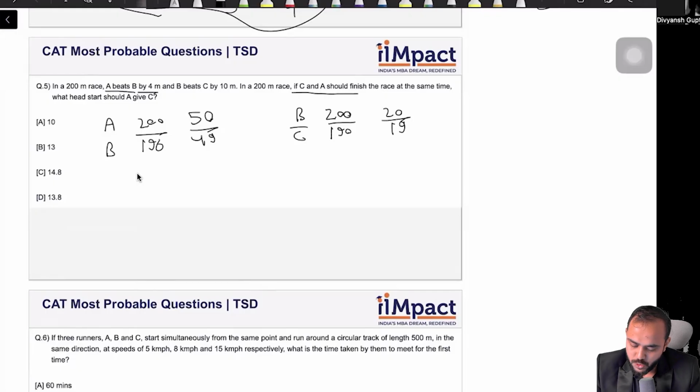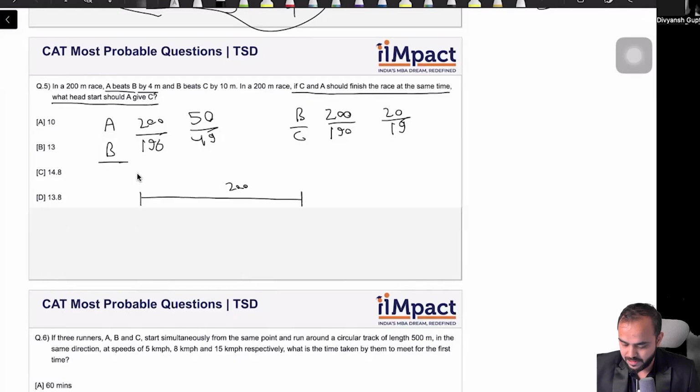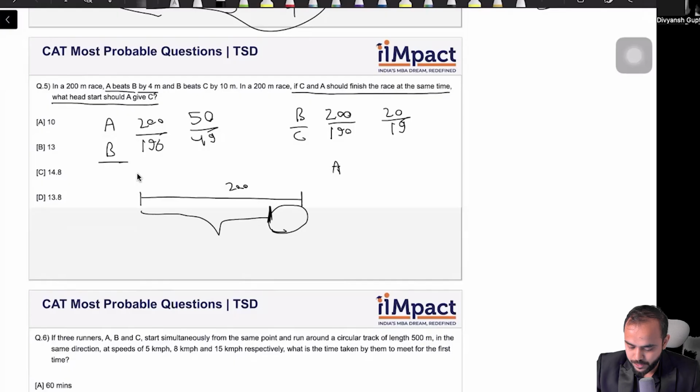Now, if C and A should finish the race at the same time, what head start should A give C? Now, because A is faster than B and B is faster than C, it means A is going to be faster than C. So what we want is A to finish the 200 meters, in which time period C will travel a certain distance, and we want to give C this much amount of head start so that they both finish at the same time. So now the ratio of A speed to C speed will be 50 by 49 into 20 by 19.